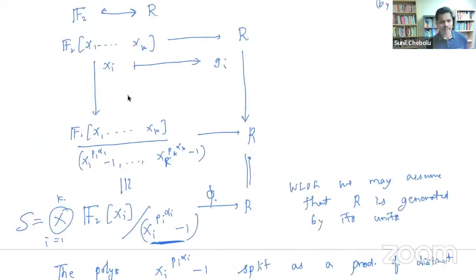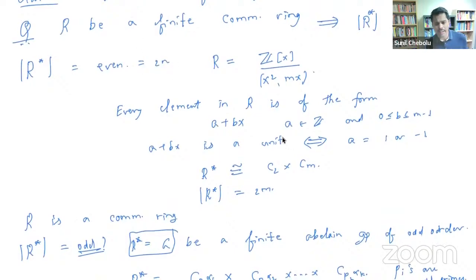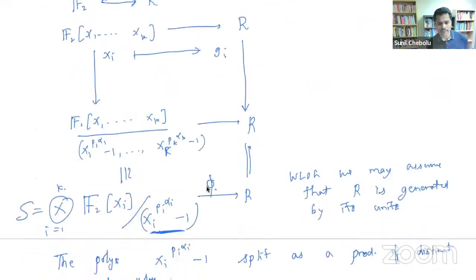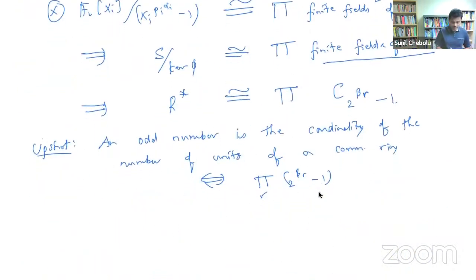So here, when I did the even case, we picked every even number as the cardinality of a unit group. But when I came to odd, this computation shows you that it's this one. Okay, so these are all the finite numbers, odd numbers and even numbers.